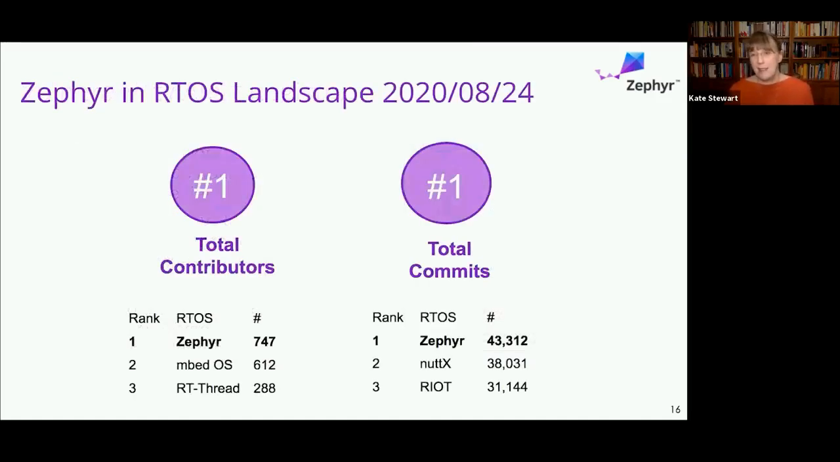These sorts of practices, as well as the quality of the code, have pretty much got Zephyr to be number one now in terms of the total commits, and that's only possible because we've got over 700 contributors that we've seen working into the repo. So we're number one as well in this RTOS landscape, which is kind of exciting.